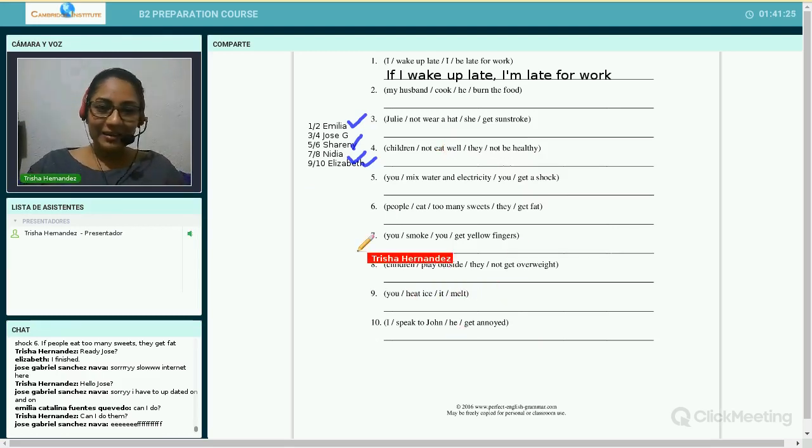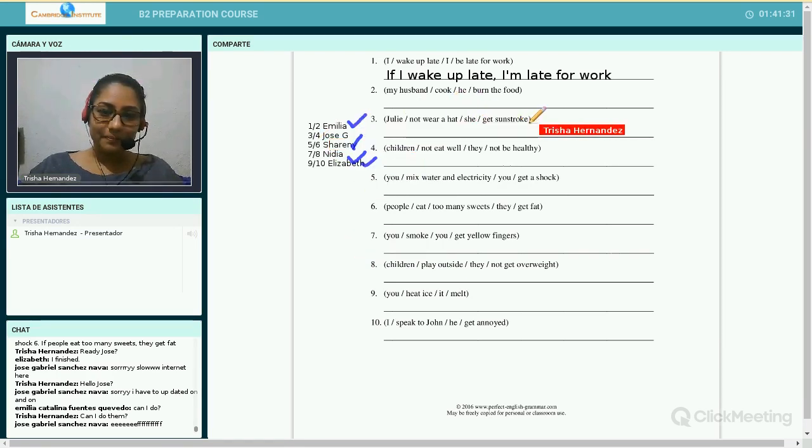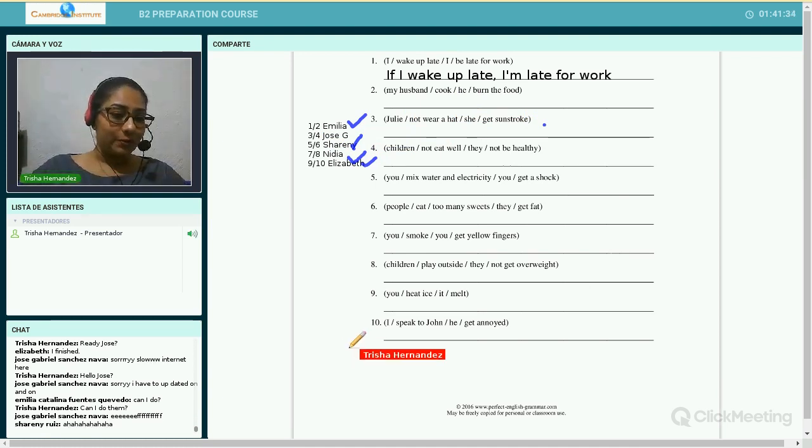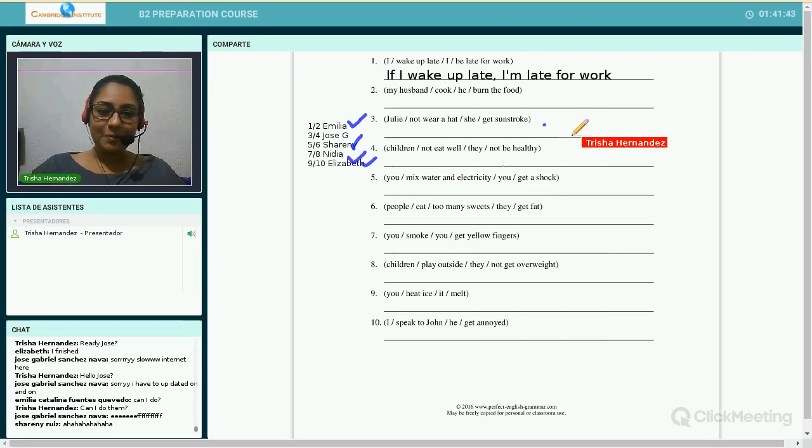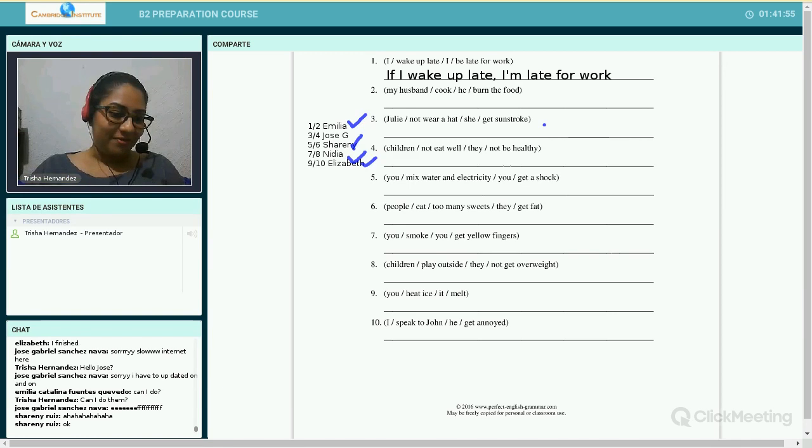Okay, Emilia Catalina, go ahead. Do number three. If somebody wants to do the other one, go ahead. Number three. Shareni, you want to do number four? For Elizabeth. Type them. Okay, so it's okay. He was struggling with his computer and trying to answer us, and he just got to write yes. Jose!